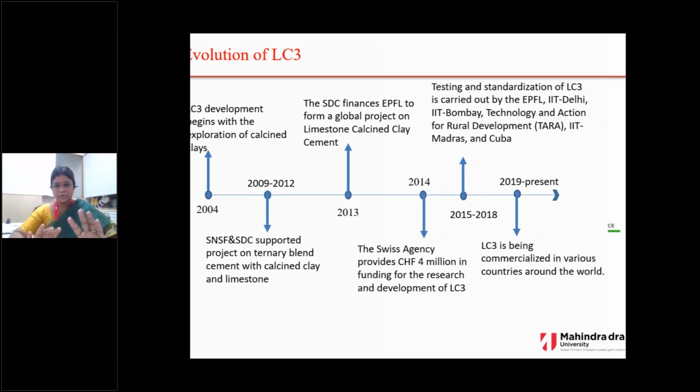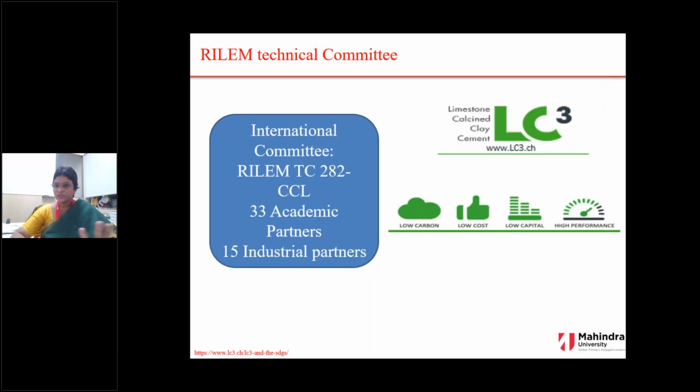RILEM is an international professional body which looks into construction materials. It formed a technical committee, and I'm a part of that committee, which includes 33 academic partners and 15 industrial partners. The main aim and objective of the committee was first to compare LC3's chemical characterization, mechanical characterization, and durability aspects with those of OPC, then look into the standards, develop the codal requirements, and create awareness related to LC3.